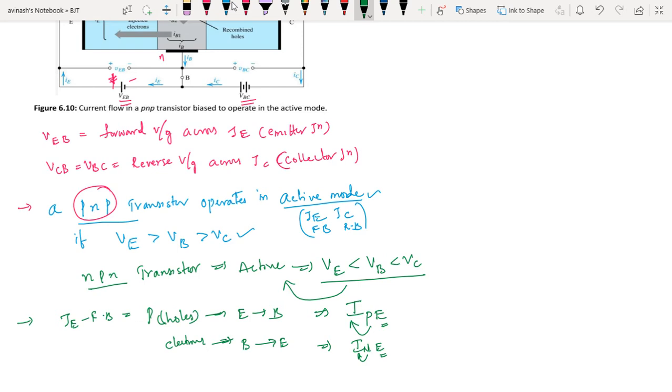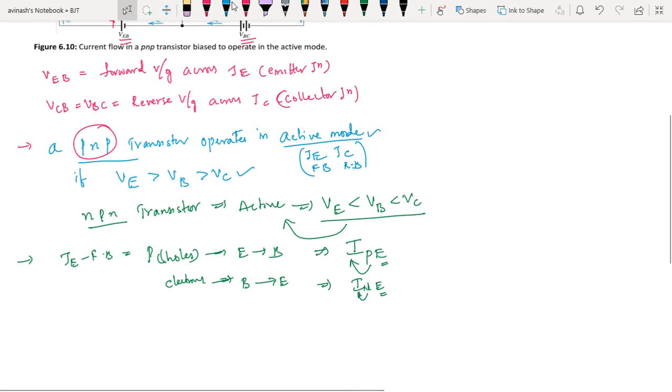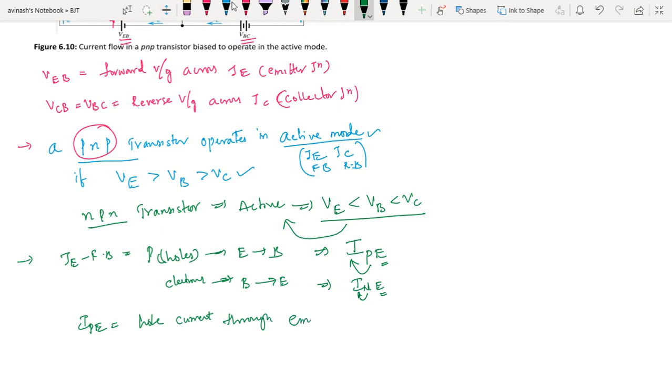Let me define these notations. What do you mean by IPE? IPE is hole current through emitter junction, and INE is electron current through emitter junction. I hope that point is clear.